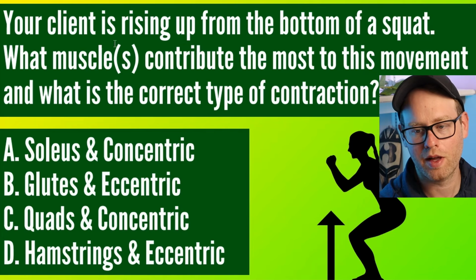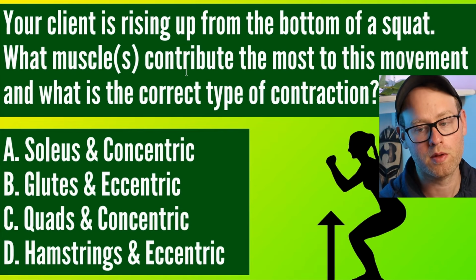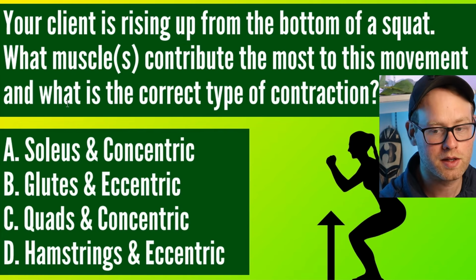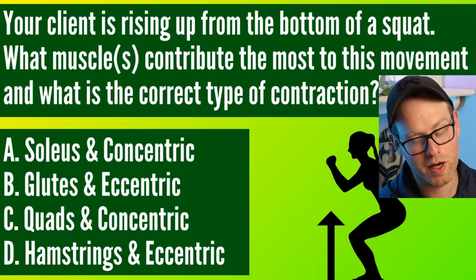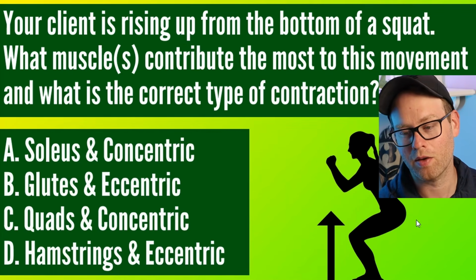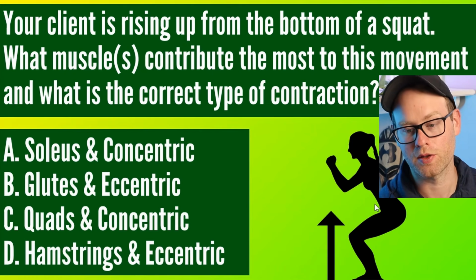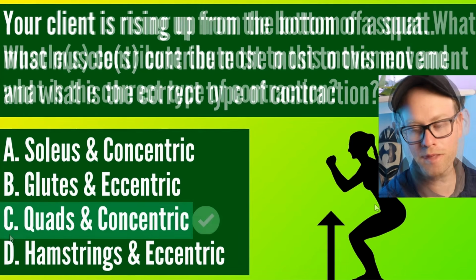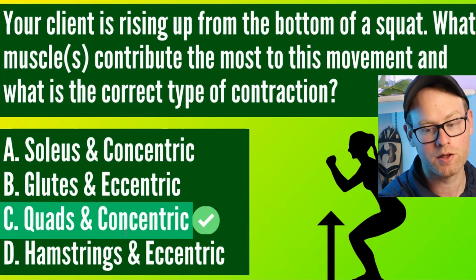So your client is rising up from the bottom of a squat. What muscle or muscles contribute the most to this movement, and what is the correct type of contraction? So again, your client is rising up from the bottom part of a squat, so you have to think about what muscle actions are taking place there, and then you can think about what muscles are doing the most work. So the best answer to this question would be C, the quads and a concentric contraction.